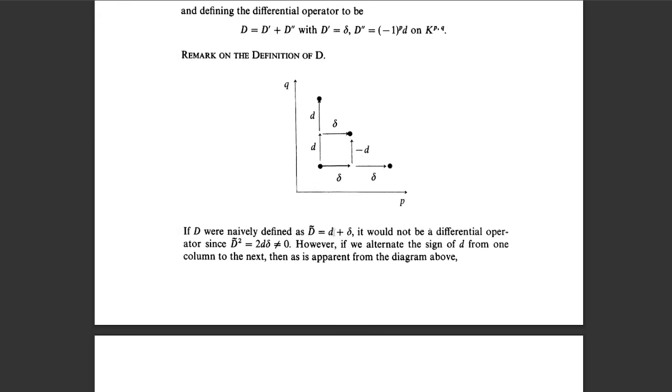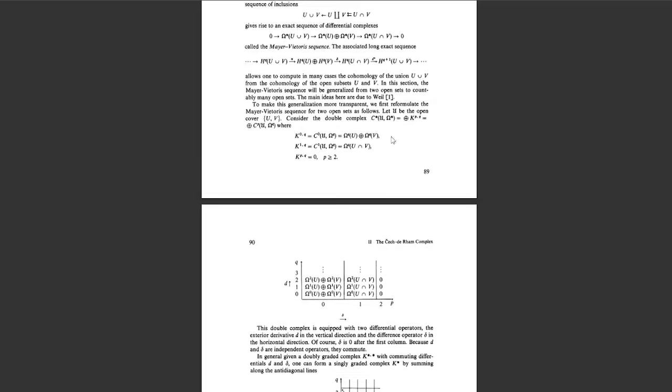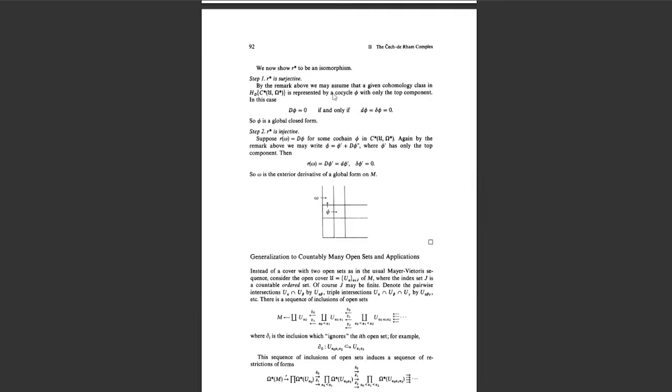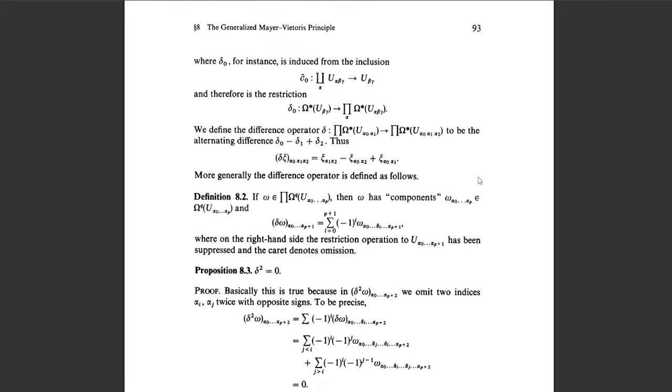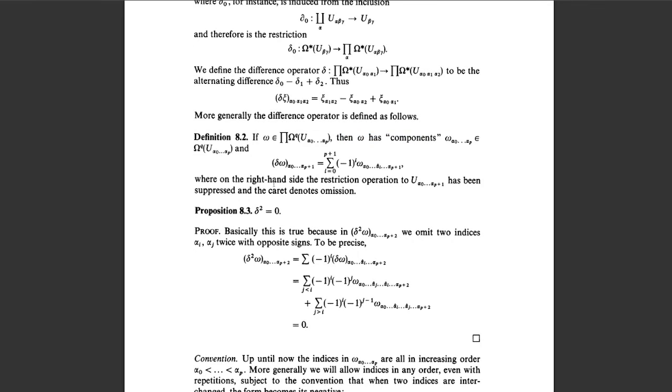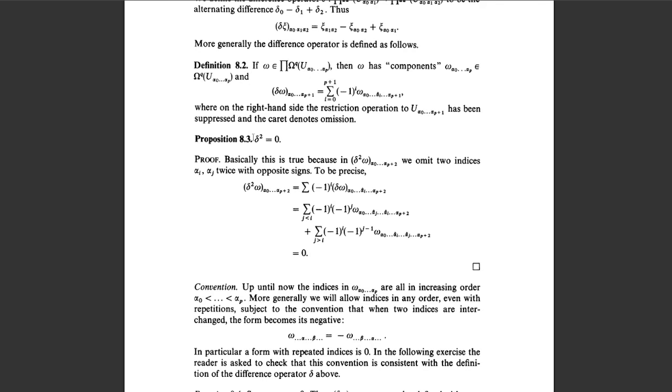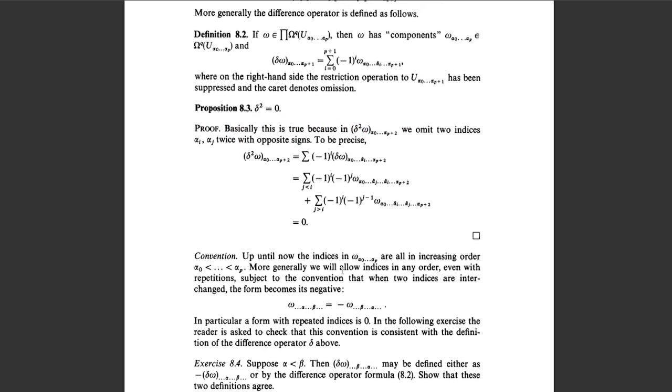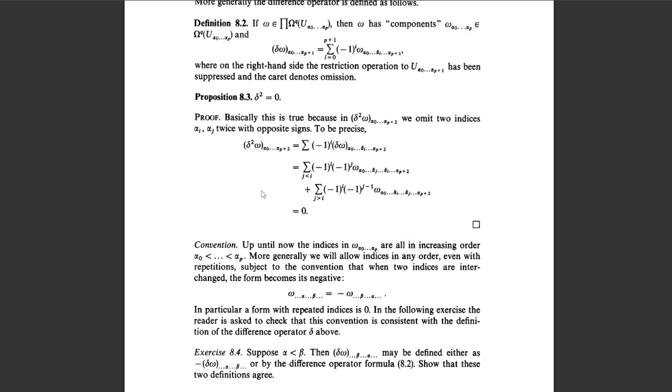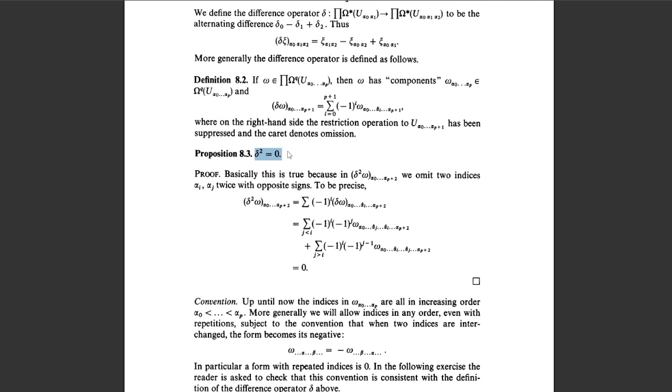And that's really what's happening here. That allows us to compute and explore how these differential forms are behaving. Of course, the Čech difference operator squares to zero, because we omit two indices twice with opposite signs, and then he just justifies it. So this little delta squared allows us to have these nice Čech cochains in topology.